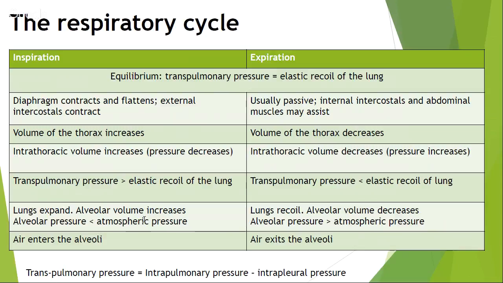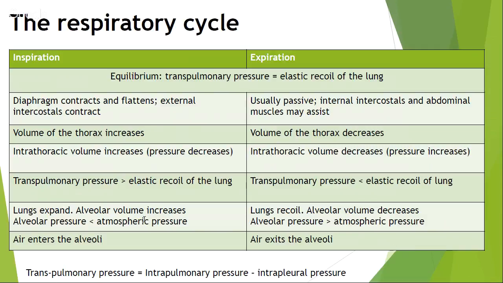If we begin in equilibrium, the transpulmonary pressure equals the elastic recoil of the lung. Nothing's going anywhere, there's no movement. In inspiration, the diaphragm will contract and flatten, and the external intercostals contract. This increases the volume of the thorax. The intrathoracic volume increases, and as a result, the pressure there decreases. This means that the transpulmonary pressure exceeds the elastic recoil of the lung, and this just means the lungs expand.